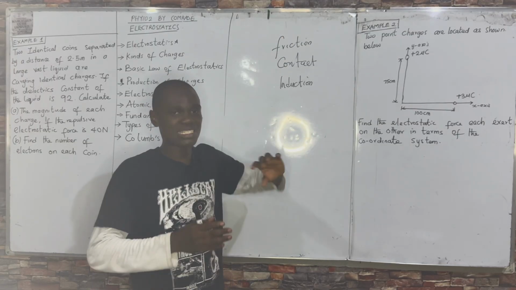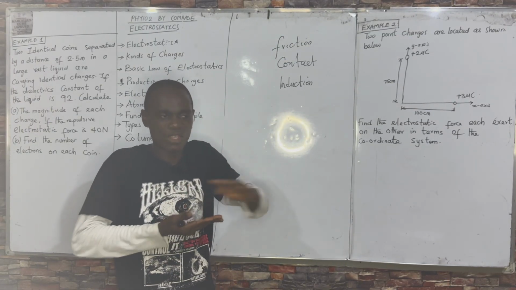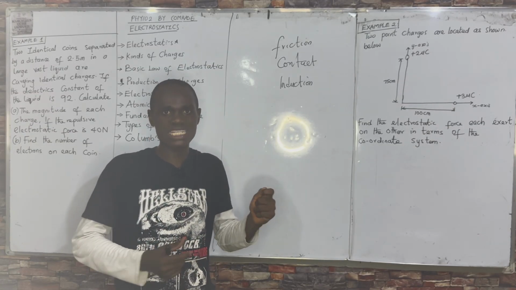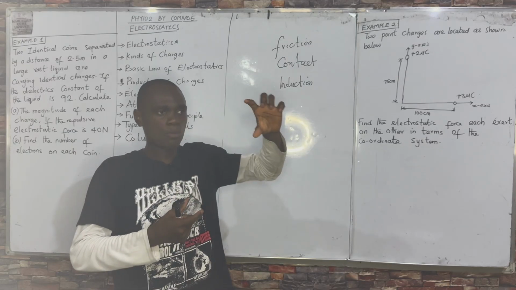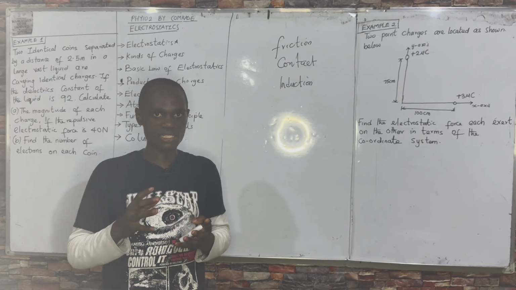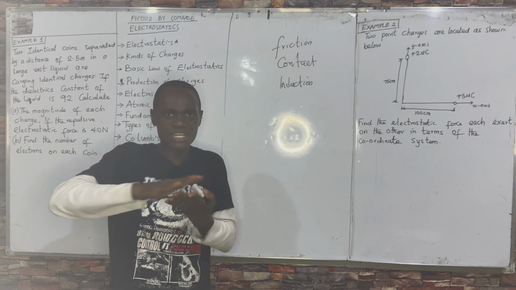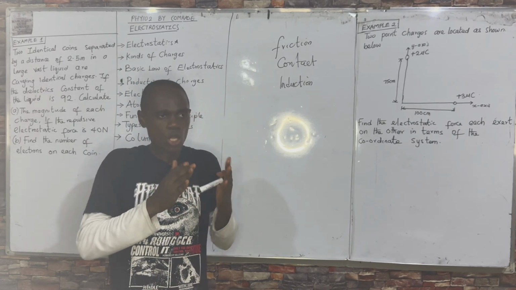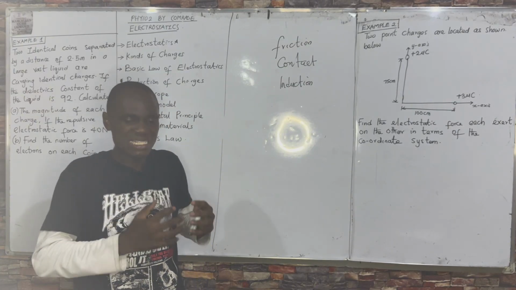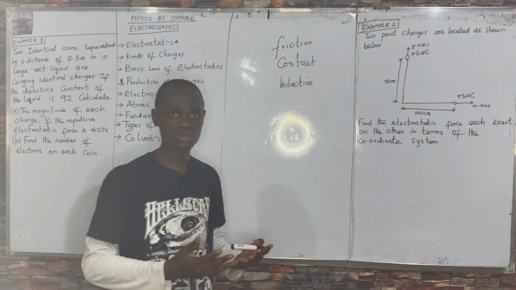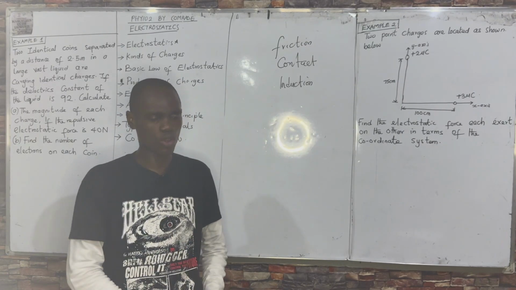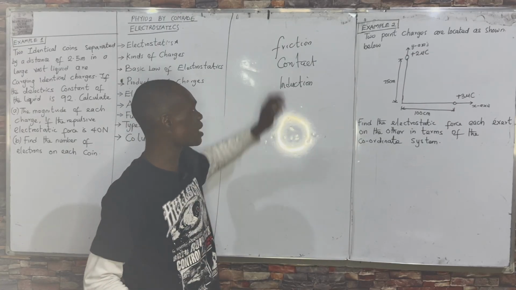So charging by friction is a result of one material rubbing over another material. The basic example is when an ebonite rod is rubbed with fur. The ebonite rod acquires a negative charge and the fur acquires a positive charge. Why? Because when you rub two materials over each other, there is a transfer of charge between the surfaces. The material that loses electron becomes positive. The one that gains electron becomes negative. That's charging by friction.